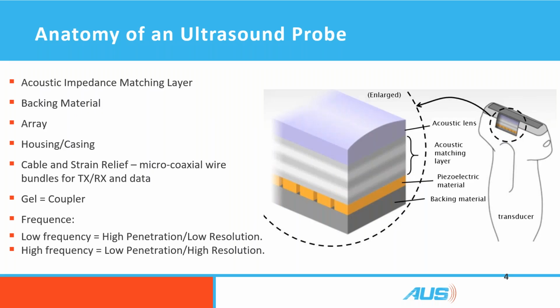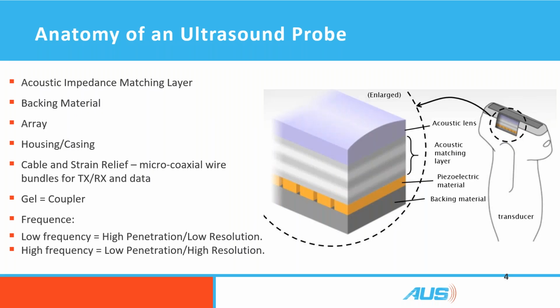I added gel. It's not part of the probe, but it is a coupler. It couples the probe to the patient. Without it, if you just put a probe on the patient, will you get an image? Yes, but it's going to be drastically reduced in image quality. So make sure that you're using gel. If you're using a phantom, you can also use water; it's a very effective coupler. But you have to have a coupler to get the signal from the probe into the patient or into your imaging phantom to get the best image quality.